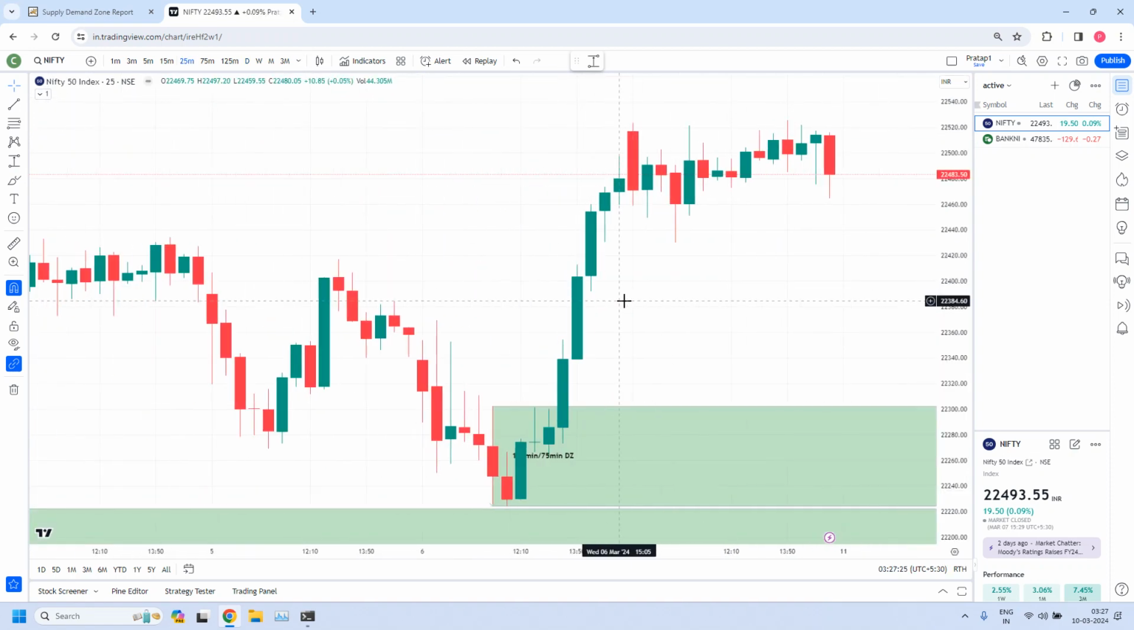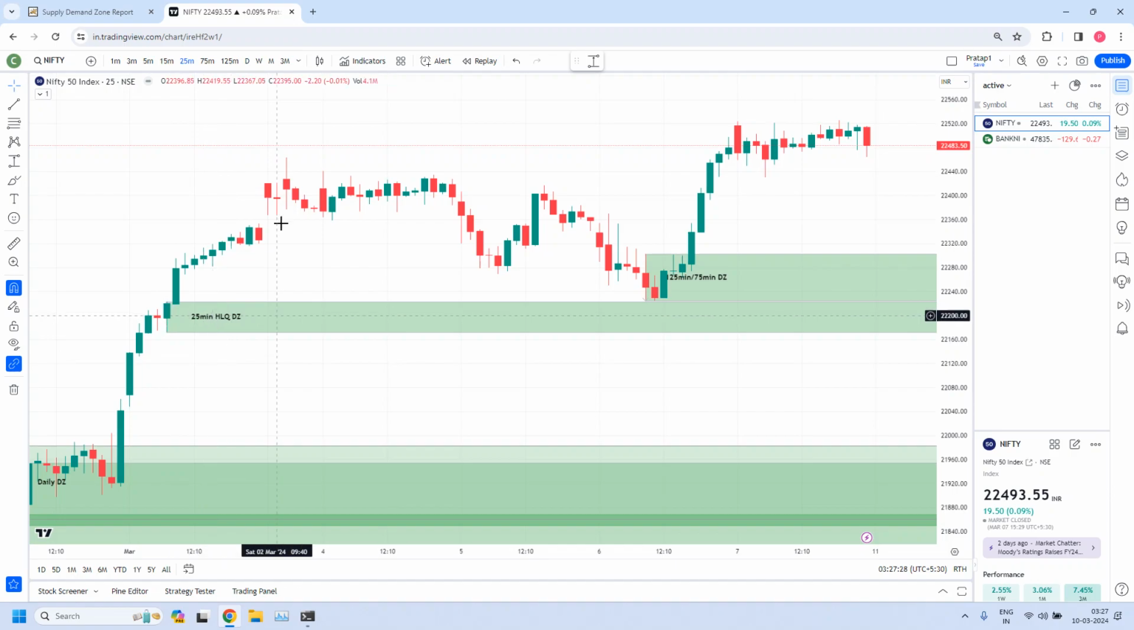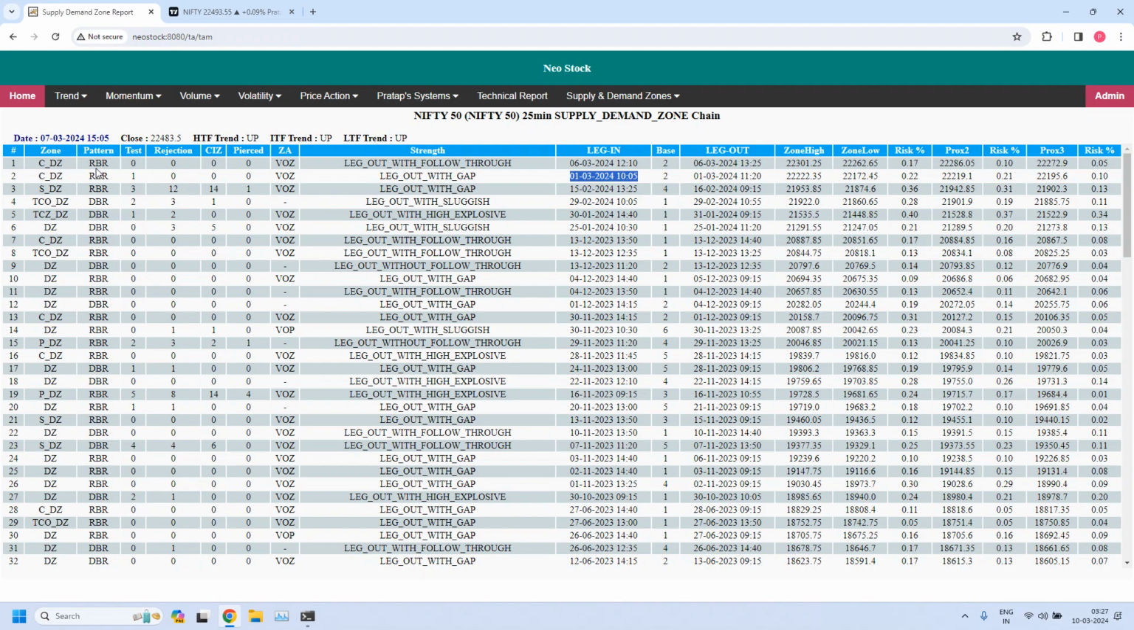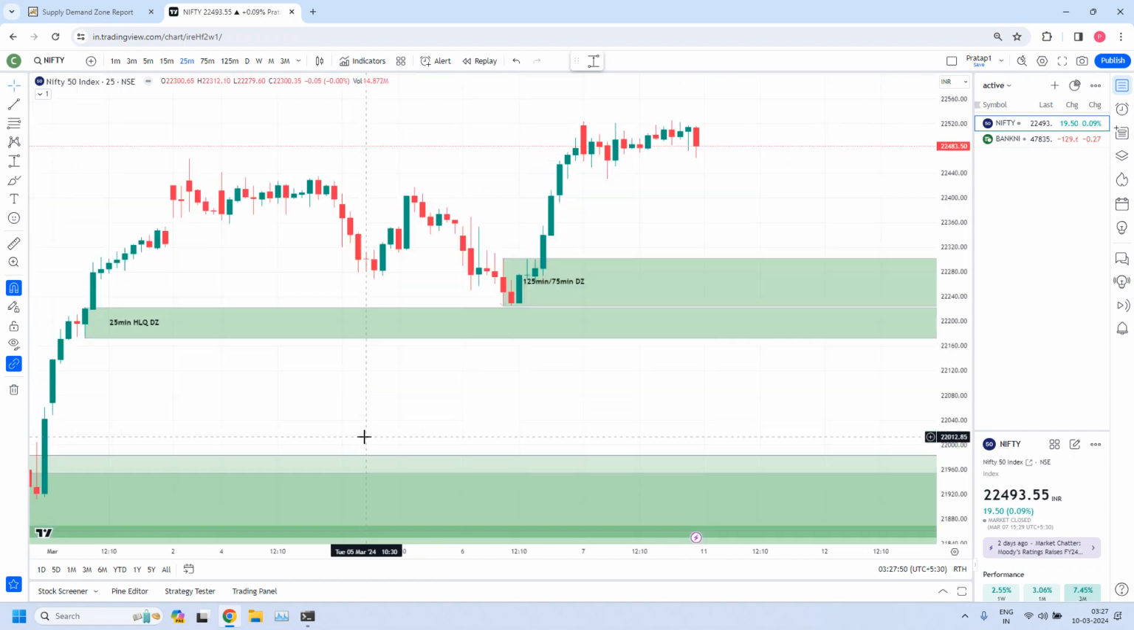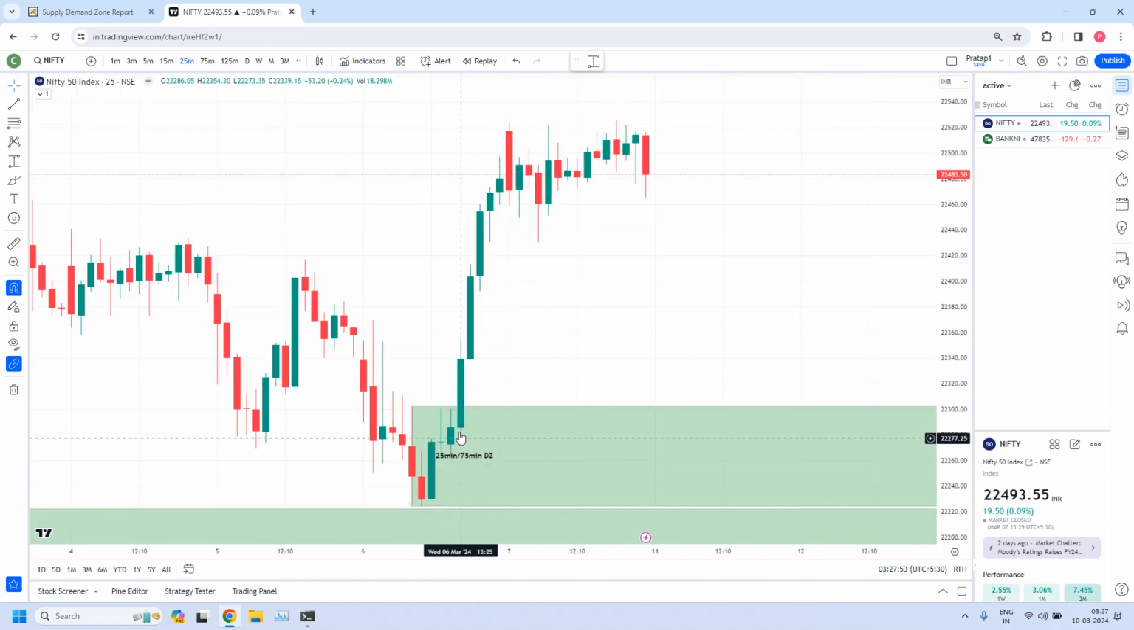We are at present analyzing this. So here we have this 25 minutes high liquidity demand zone. There is one more high liquidity demand zone they created. That is the most recent one, and it is a fresh zone. This is on 6th March at 12:10 after the two base candles. So that means inside this 25, 75, probably they will hold for some time, because this is a high liquidity zone.